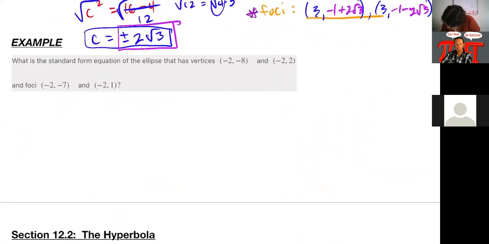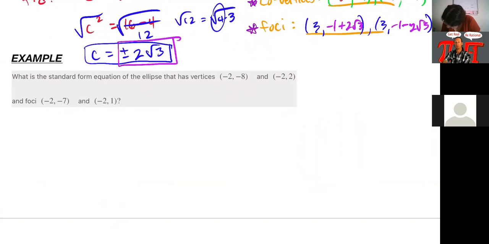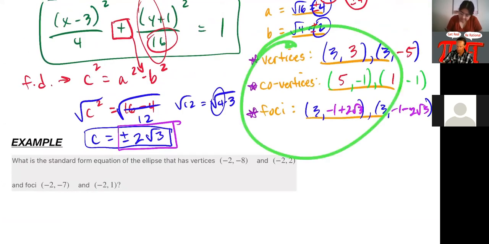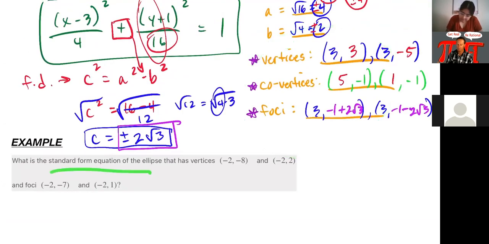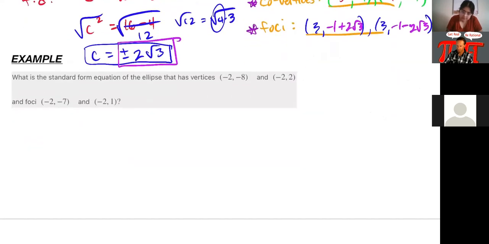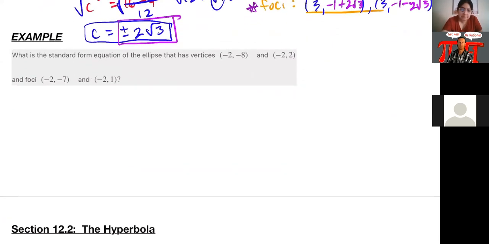So I wanted to do just one more example before we move on to a hyperbola. And that is, what if I gave you a few of these pieces over here, and I asked you for that standard form of the equation? Let's see if you guys can put it together.